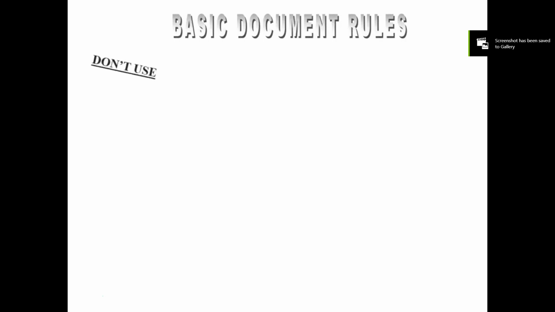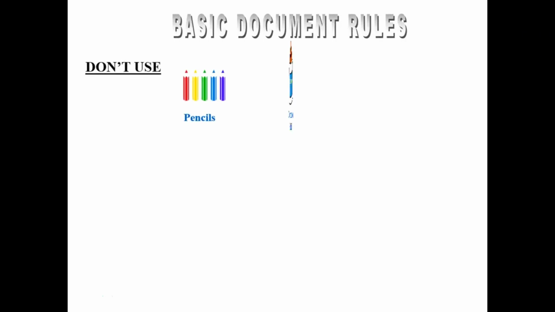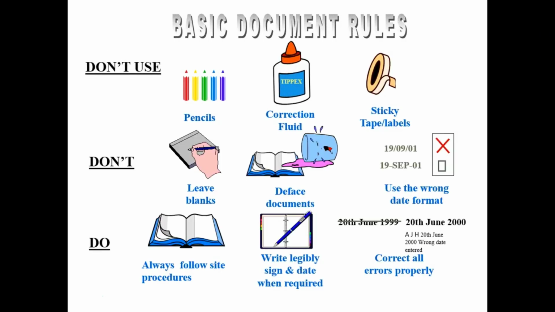So this is a little visual on the do's and don'ts when it comes to documentation. So some of the don'ts include things like pencil, because your documents are retained for quite a number of years, so they must be permanent, and pencil will fade over time or can be changed after the fact. Correction fluid is never to be used because that will obscure the original entry, and sticky tape or labels should never be used, again because it might obscure some of the information within the original document.